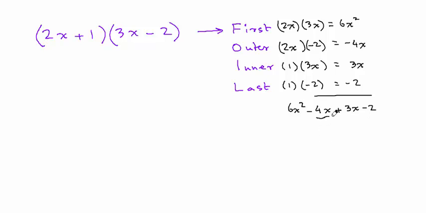These two are like terms, so we can combine them. So we have 6x squared, minus 4x plus 3x is negative x, or minus x, minus 2. And this is the final answer when you multiply this binomial with this binomial. Let's try another one.